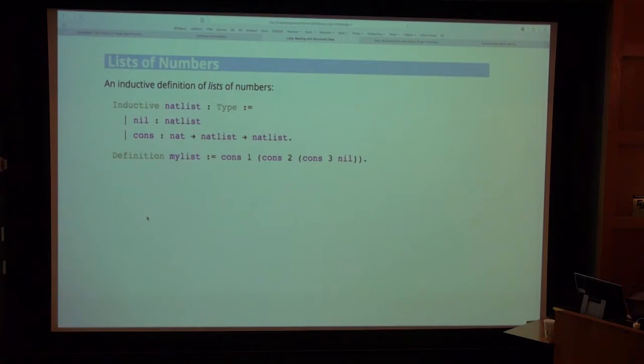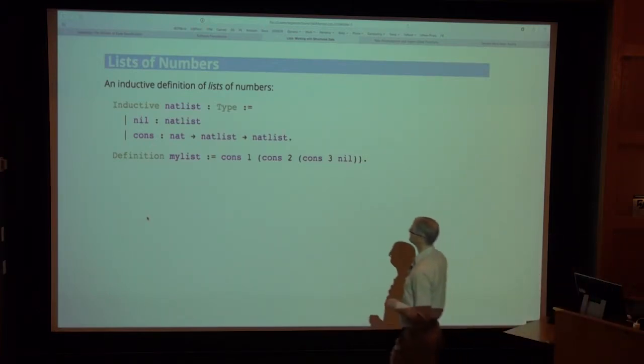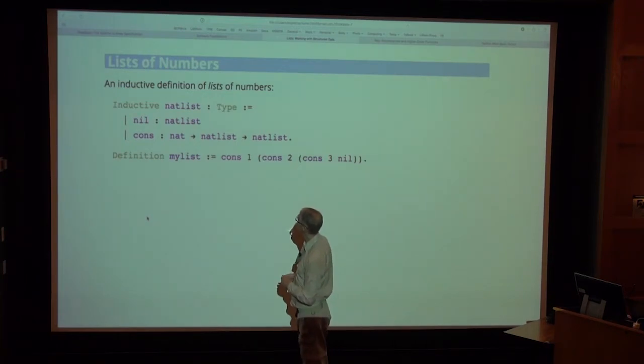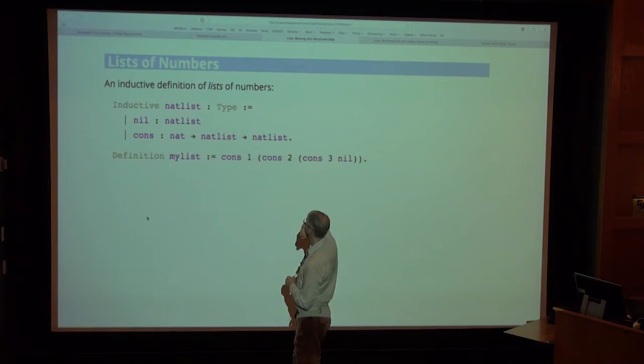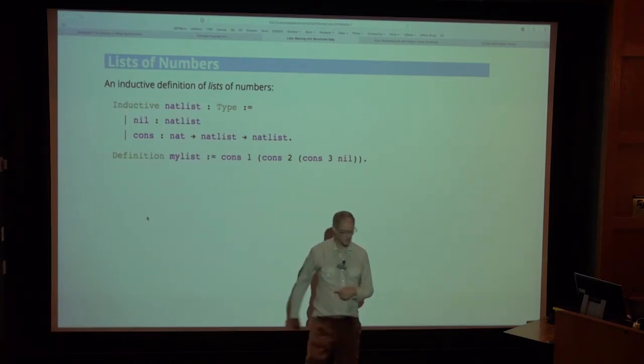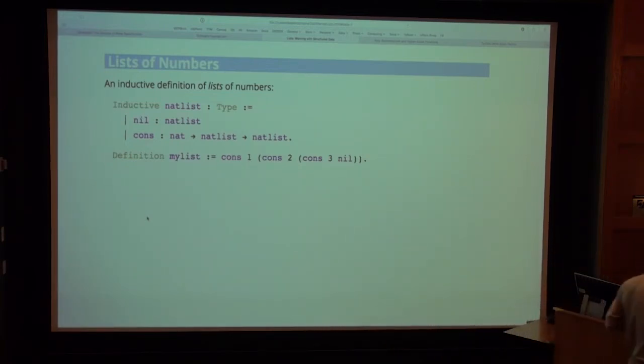Okay, going on from pairs to lists. So here is a properly inductive type of lists of natural numbers. It has a constructor nil and a constructor cons. The constructor cons takes a nat and a nat list.